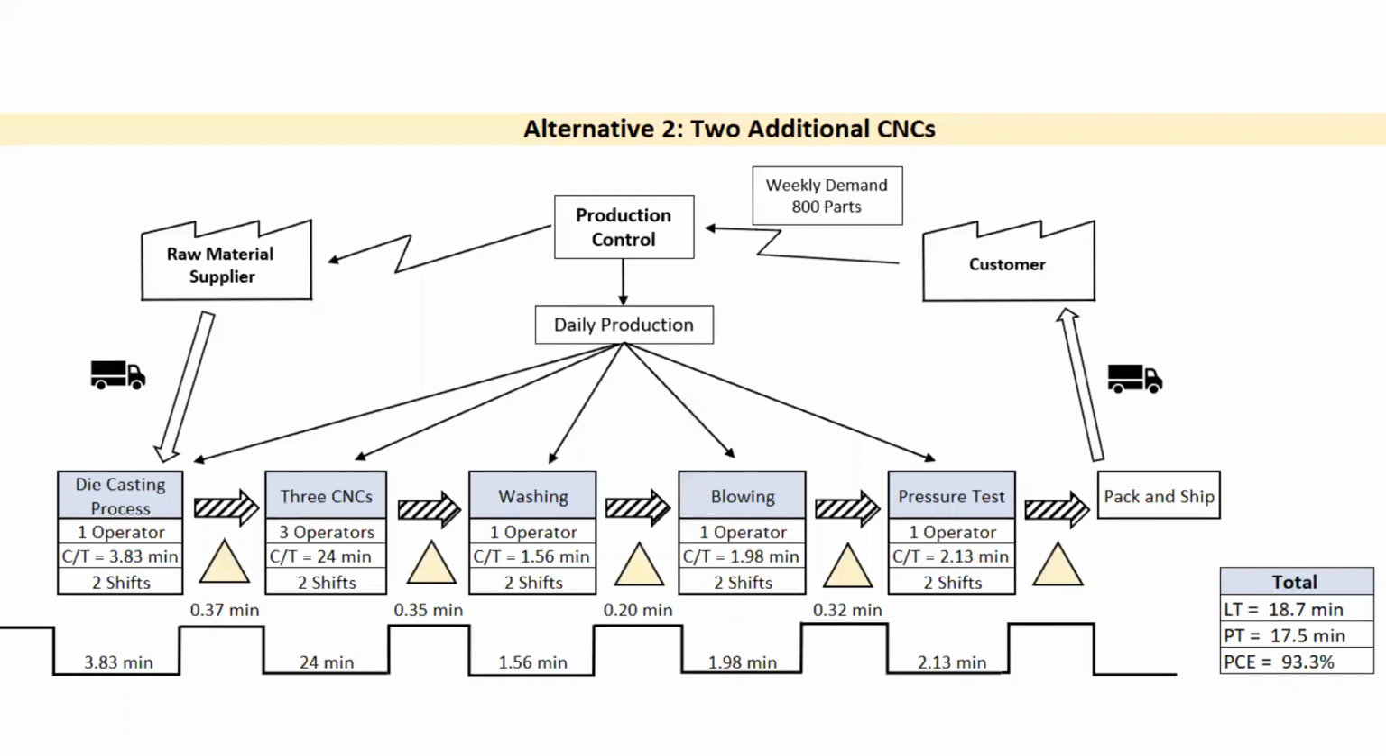For our second alternative, there are in total 3 CNC machines. The number of shifts will be kept the same as the current state at 2 shifts. For this scenario, the total processing time was around 17.5 minutes.